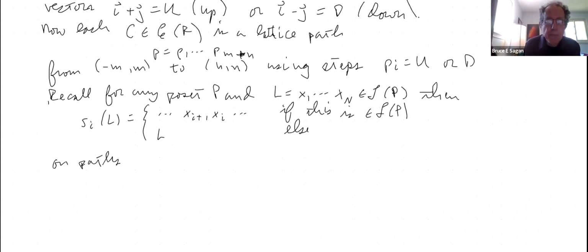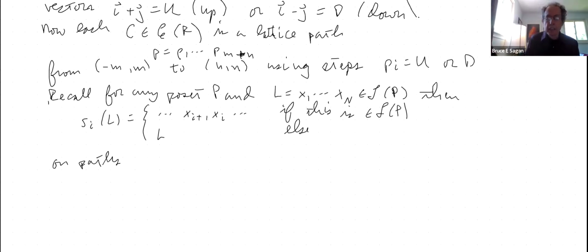Question: is the up-down thing really... Could you just say it? My chat went away before I could hear it. The number of standard Young tableaux on two rows is the Catalan numbers. Is this related to that? Yes. For the Catalan numbers, you are counting what are called Dyck paths, which are certain types of up-down paths. So it's definitely very closely related. Other questions?